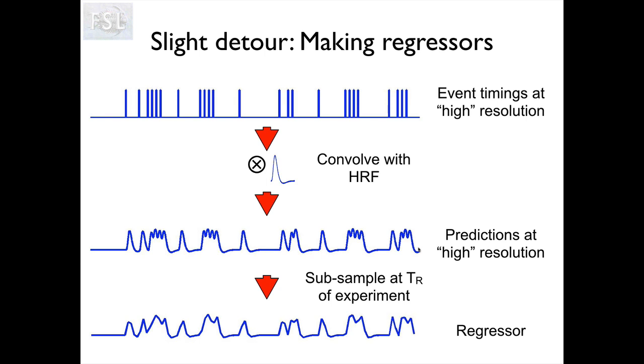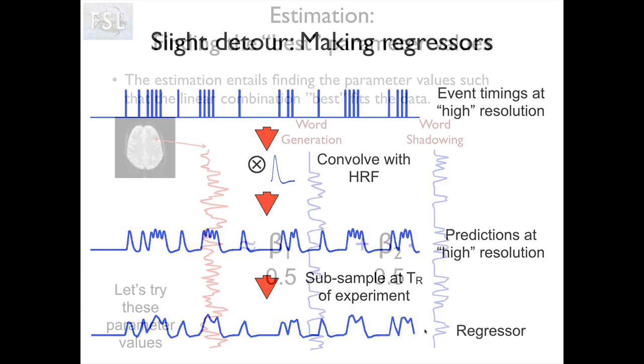But then what we need to put into the model is a regressor that has the same number of points as our measured time series. So we take these predictions at high resolution and simply subsample them at the repetition time of the experiment, i.e. for each repetition time of the experiment, we go in and sample this, and that becomes our regressor.